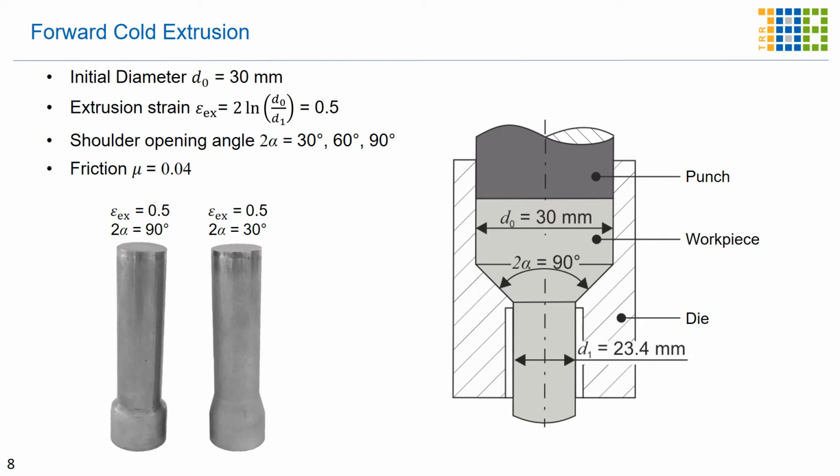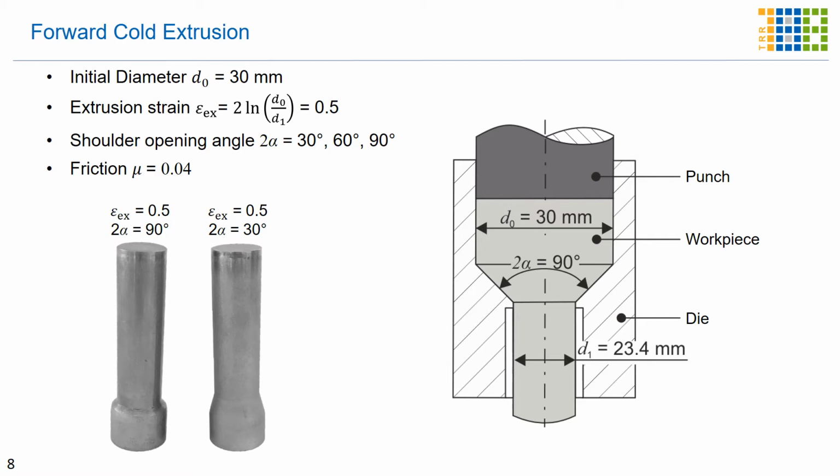Here it is pushed by a punch into a die. In the tapered area of the die diameter is reduced from 30 mm to 23.4 mm. This results in an extrusion strain of 0.5. The shoulder opening angle is varied between 30, 60 and 90 degrees, which will result in different stress states. The workpieces are coated with a lubricant before the experiments, which results in low friction values of 0.04.